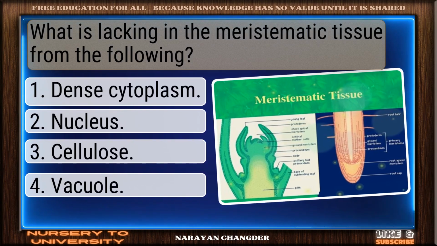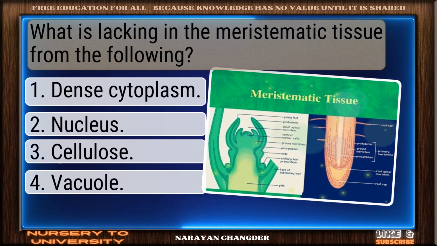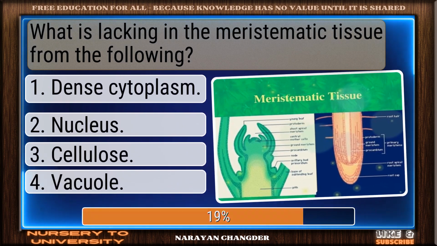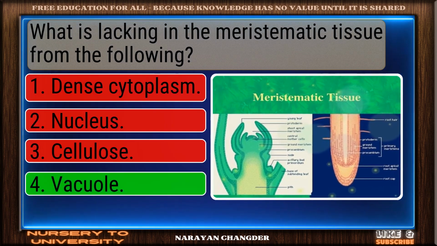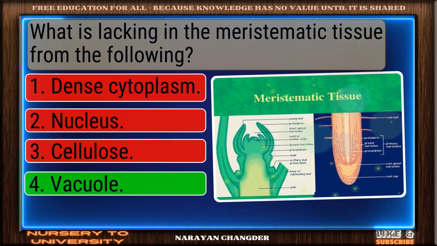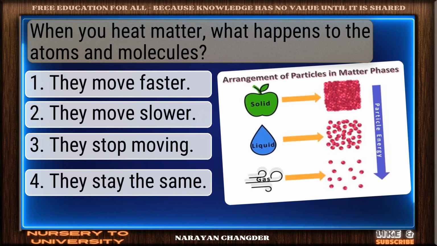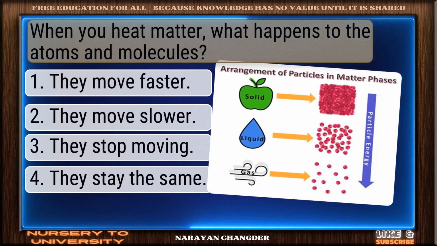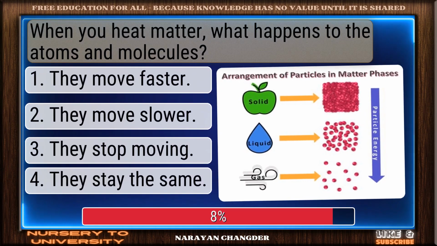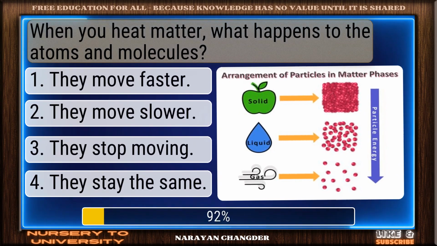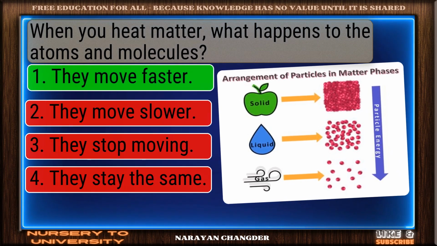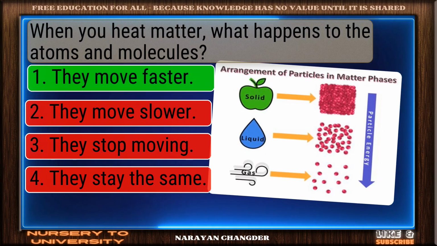Question number 88. What is lacking in the meristematic tissue from the following? Clear logic. Your choice vacuole is sound and 100% true. Question number 89. When you heat matter, what happens to the atoms and molecules? Excellent choice. They move faster is the right answer.